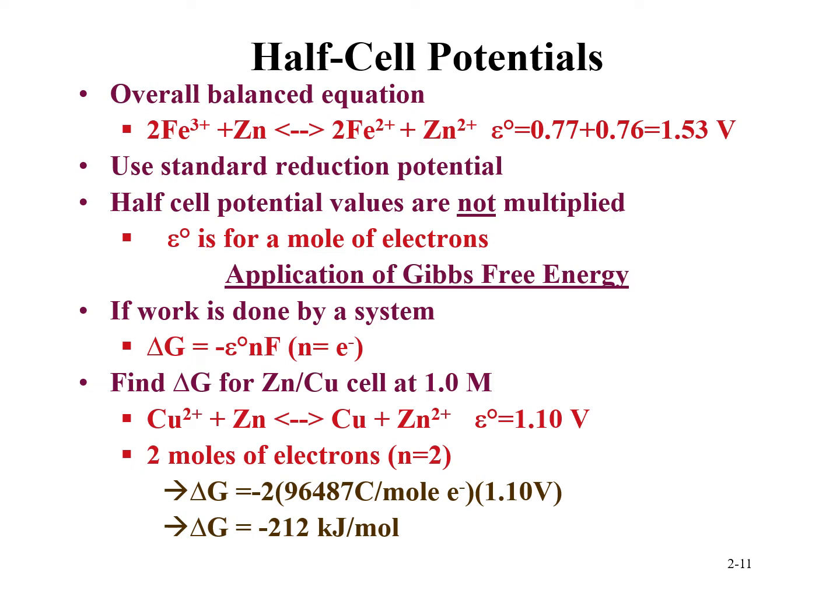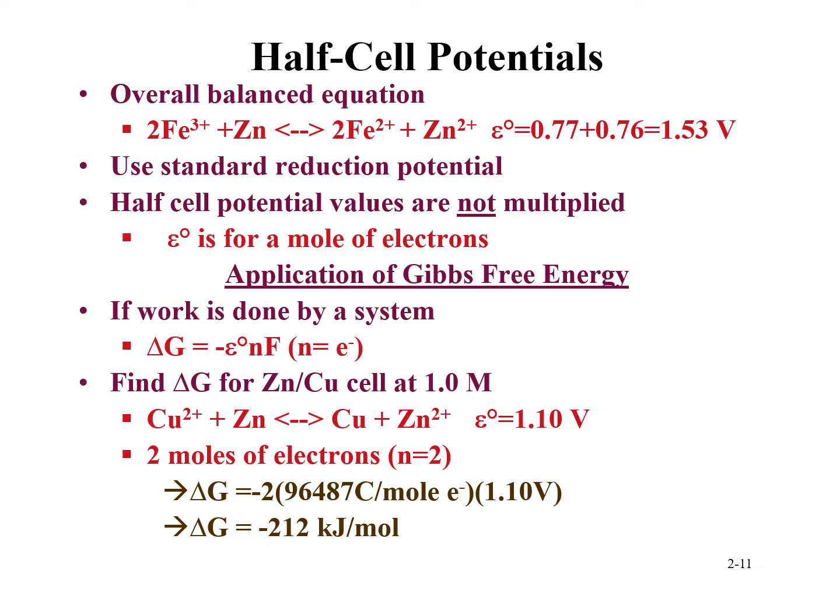So the balanced reaction will be 2 iron 3s plus zinc going to 2 iron 2s plus zinc 2. Now, even though we have to balance the moles in this reaction, the potentials are just added together. So 0.77 plus, because it's a negative, plus 0.76 volts is about 1.5 volts. The reason that we don't multiply the half-cell potentials is because those potentials are defined for a mole of electrons. So the system's balanced as long as we're at a mole.